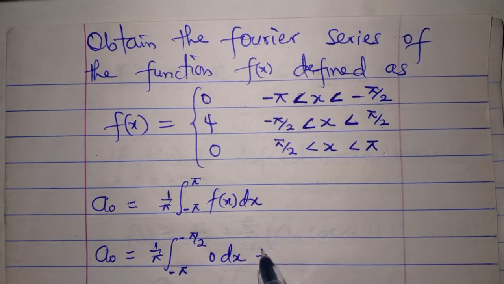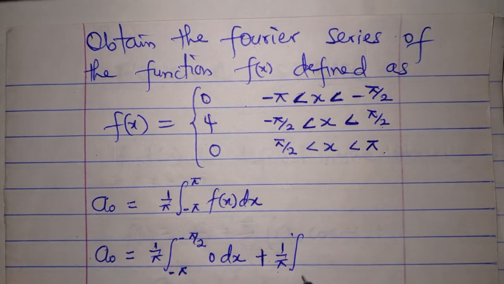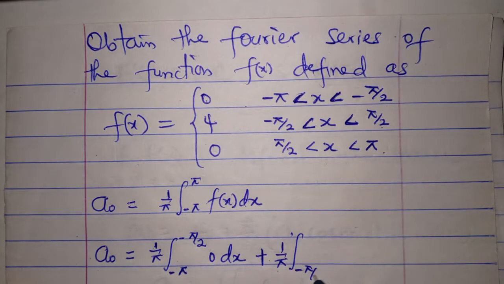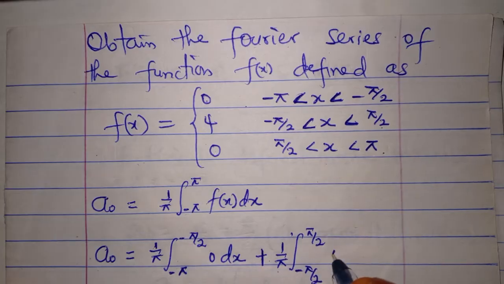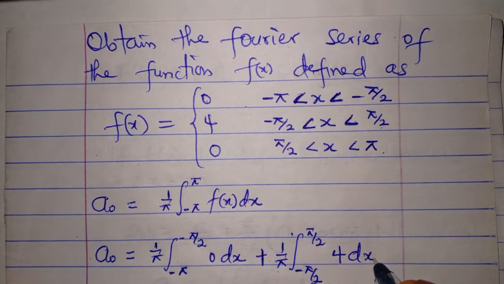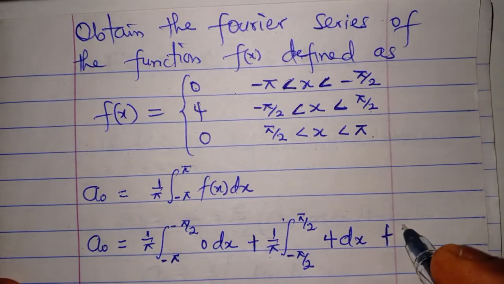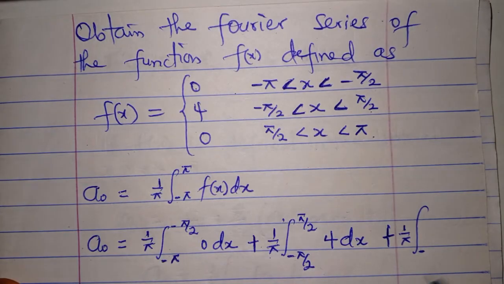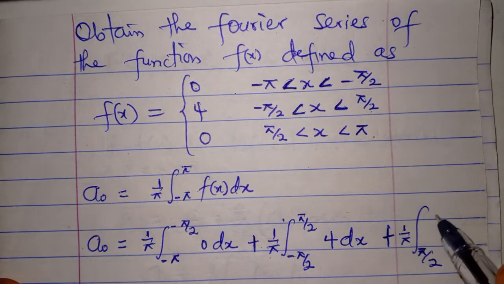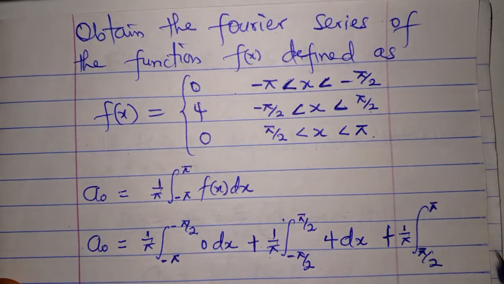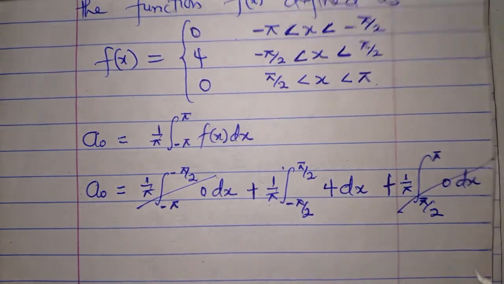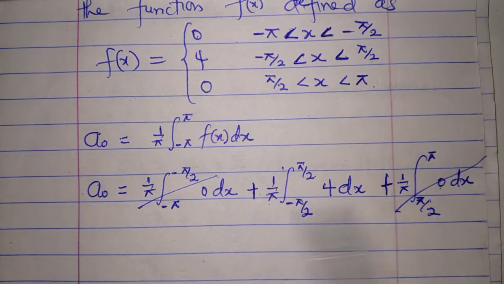Then plus 1 over pi times the integral from negative pi over 2 to pi over 2. What is f of x? 4. That is 4 dx. Plus, we'll take the last one, 1 over pi times the integral from pi over 2 to pi. F of x is 0, 0 dx. This will turn to 0 and this will turn to 0 because the integral of 0 is 0. Okay, that's what we have.